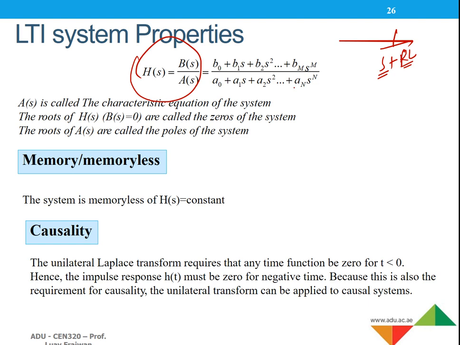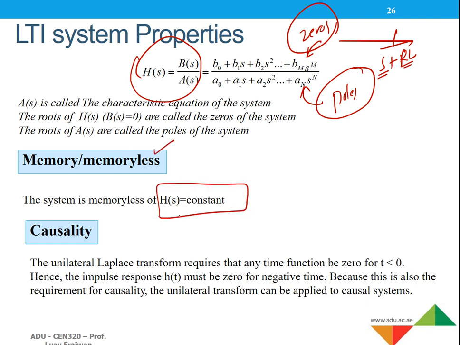If you put the numerator b of s equal to 0, the roots of this are called zeros, and the roots of the denominator polynomial are called the poles of the function. If we want to check the properties: if your transfer function is a constant, that will be a memoryless system. For causality, if your impulse response is 0 for t less than 0, your system will be causal.